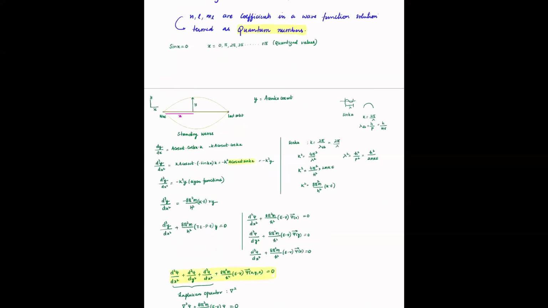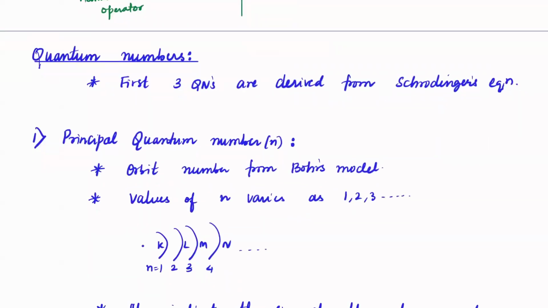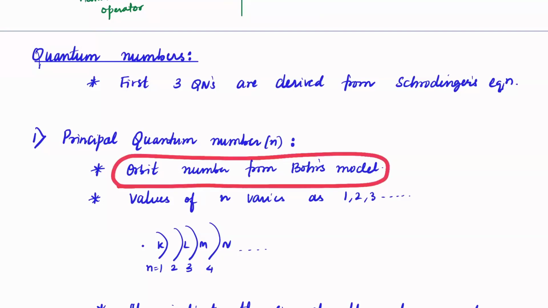Okay. Now let's see the fact. Where are these quantum numbers exactly useful? Okay. I told you what is the significance of quantum numbers, right? But where is it useful? And how do we incorporate that with our structure of atom? Listen to it. The first three quantum numbers are straight away derived from Schrodinger's equation. The first of the quantum number is represented as n, and that is called principal quantum number. What does that signify? Well, its essence is to figure out orbit number related to Bohr's model.